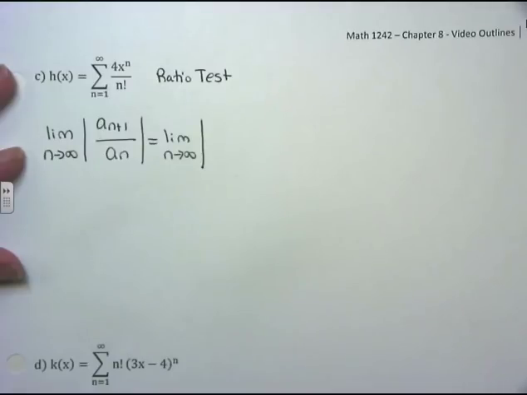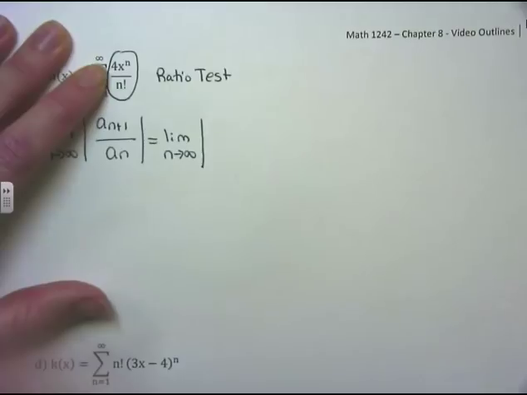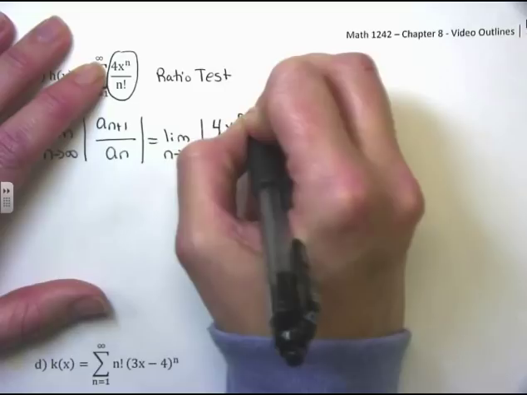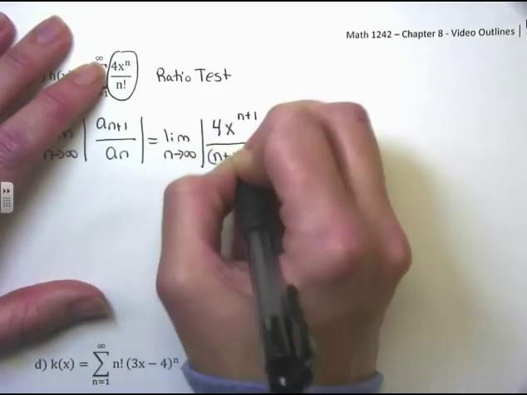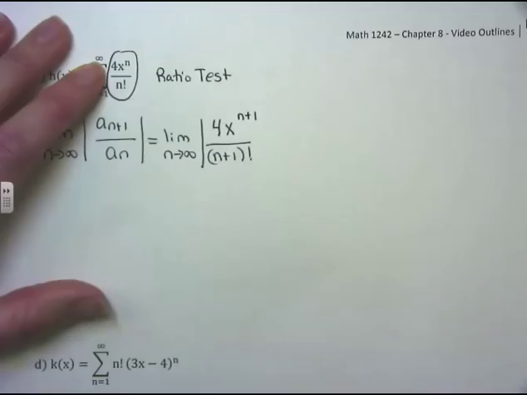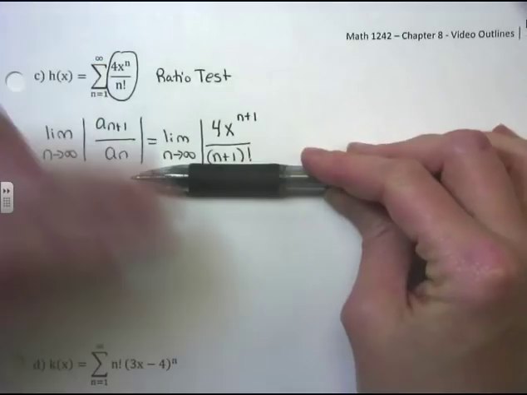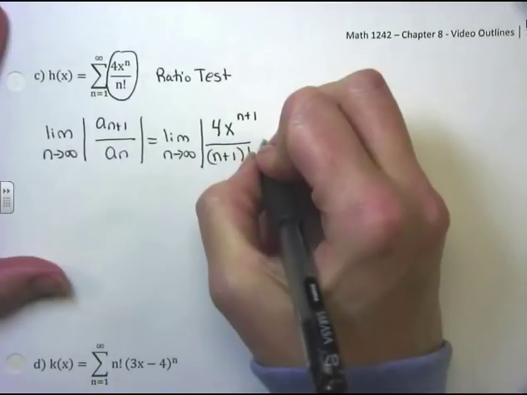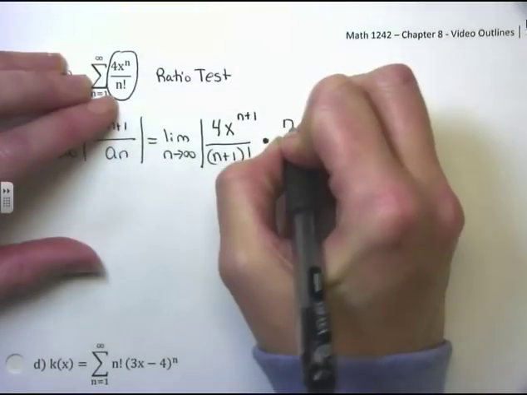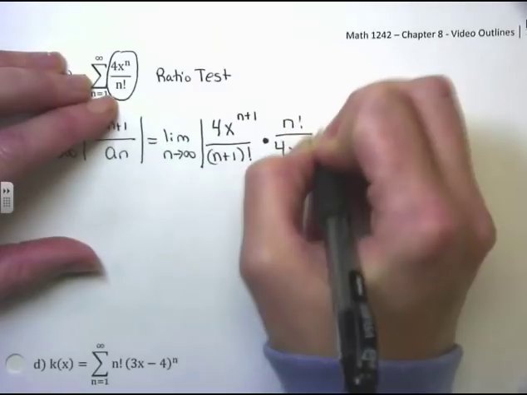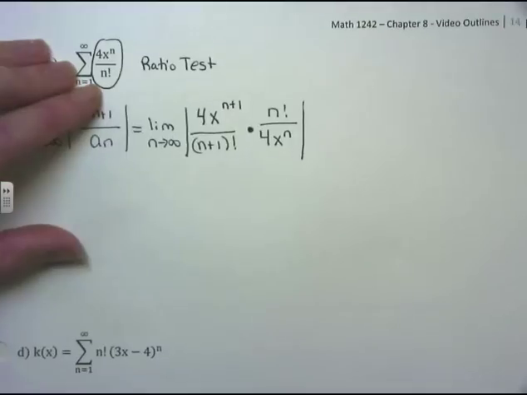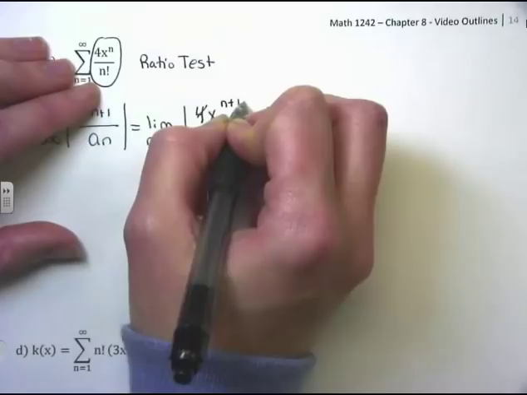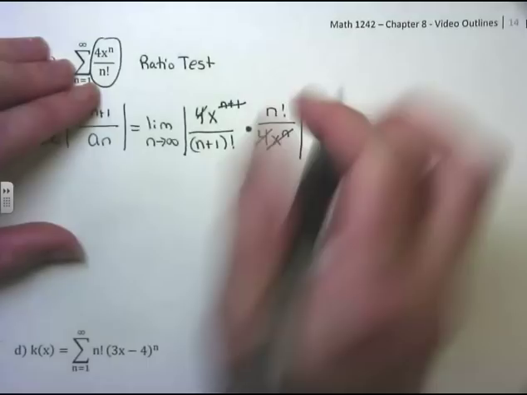a n plus 1 is this sequence inside. Everywhere you see an n, I now want to put in n plus 1. So I have 4 times x to the n plus 1 divided by n plus 1 factorial. Now this is being divided by a n, so of course I'm going to take that bottom fraction, flip and multiply. So this is going to be multiplied by n factorial over 4x to the n. You should notice the 4's are canceling. I have n x's in the bottom, n plus 1 in the top, so I still have 1 x in the numerator.